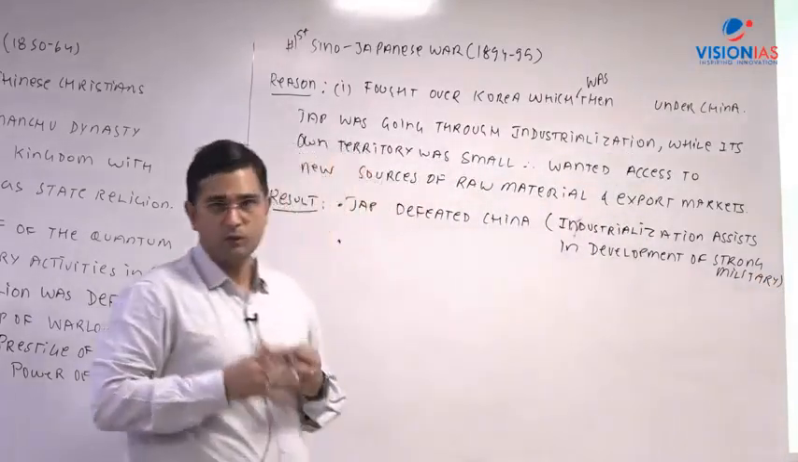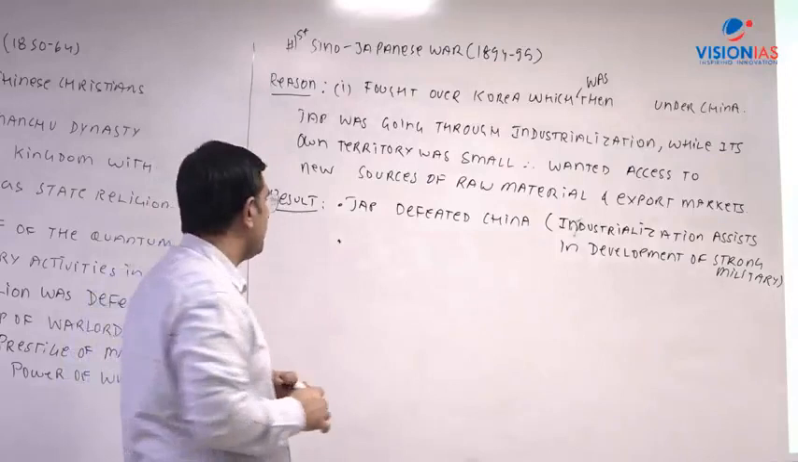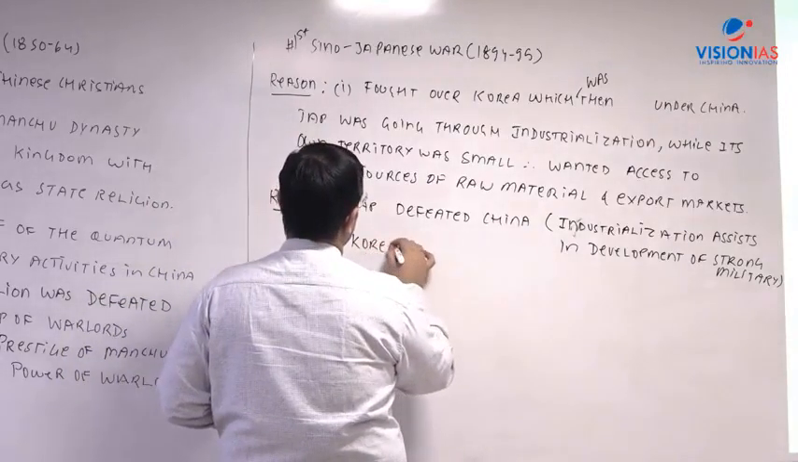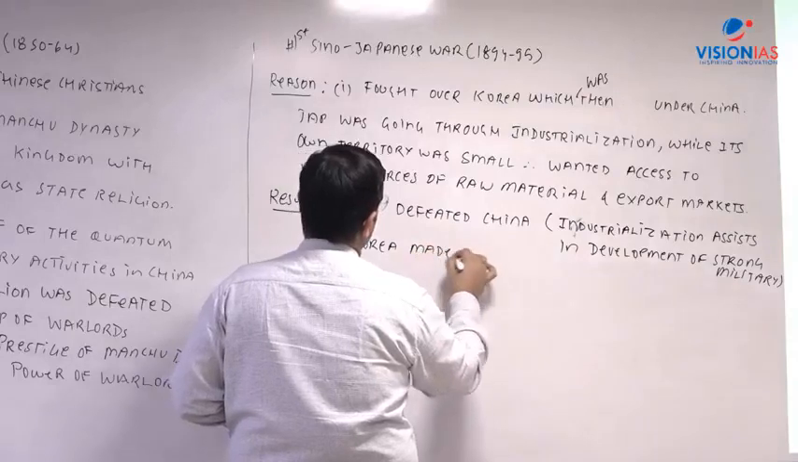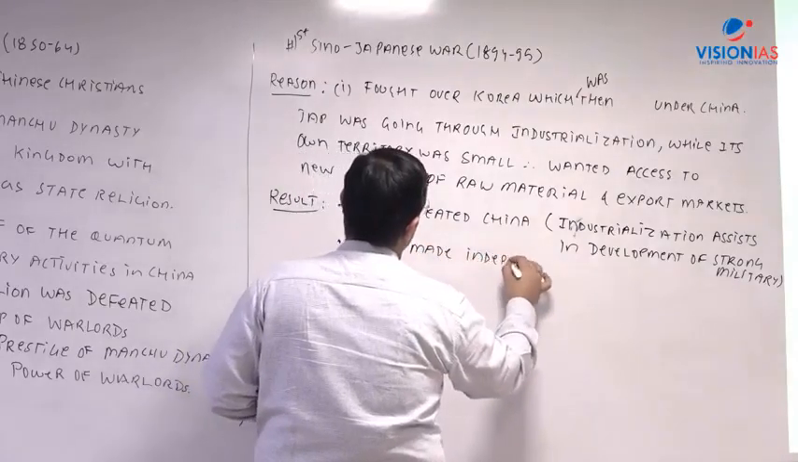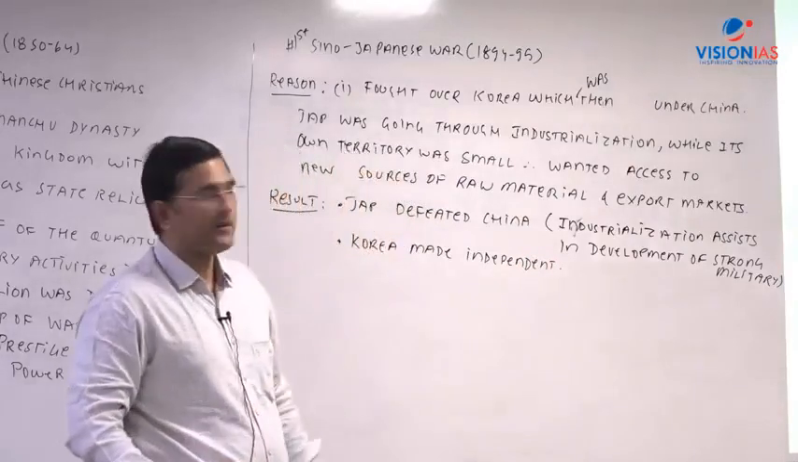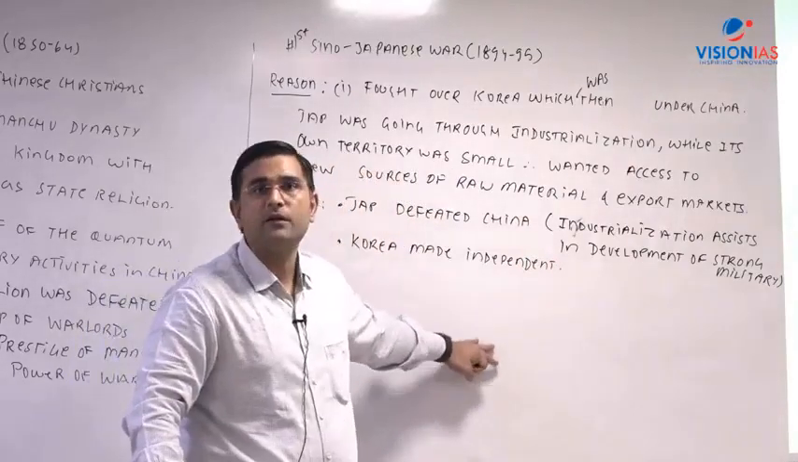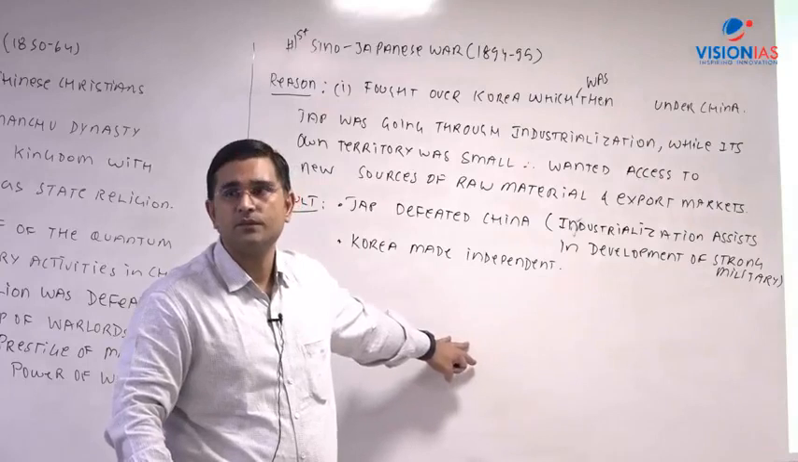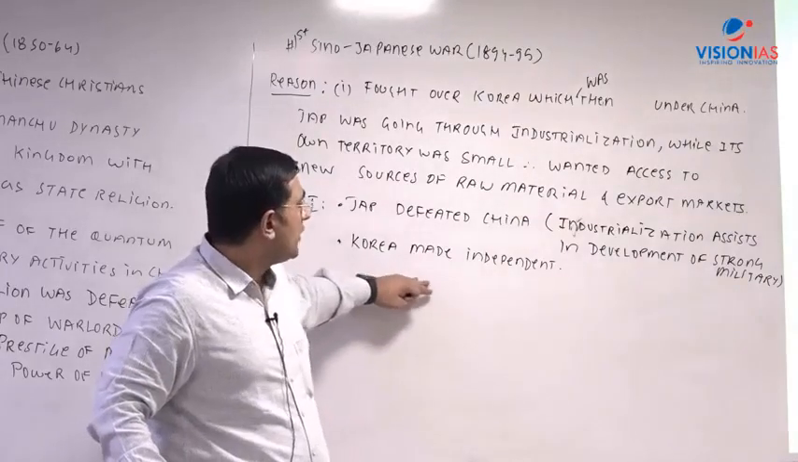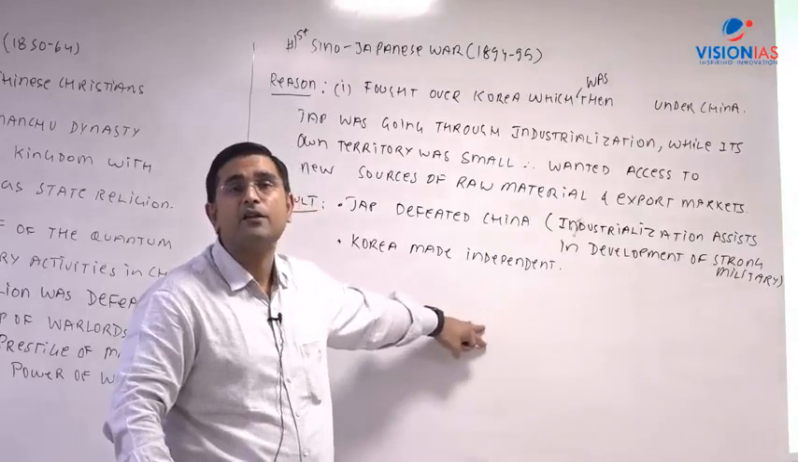After winning, what do the Japanese do? First of all, the Japanese make Korea independent. Can any student answer me, why make Korea independent? Why not annex Korea? Let us see how many students are able to answer this, right? Why is Korea made independent and not annexed?